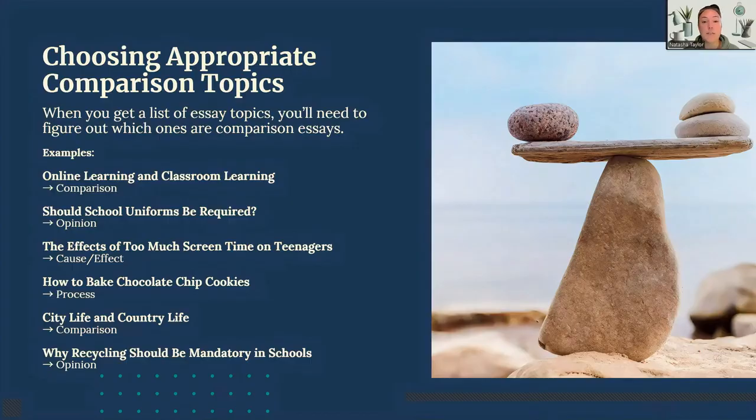City life and country life. That's a comparison essay. And why recycling should be mandatory in schools. That's more of an opinion. Still ahead, I'll show you how keywords can reveal your essay type and make planning easier.